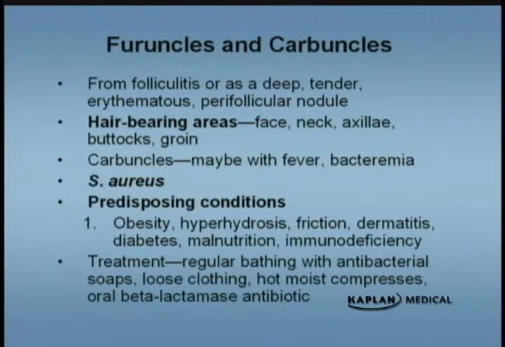Furuncles and carbuncles are deeper layers, and it can occur secondary to folliculitis. Look for the hair-bearing areas. Infected hair follicles get into the deeper layer. Again, think of Staph aureus. Predisposing conditions include obesity, also hyperhidrosis, any areas where there's friction, typical of obesity, and also patients with diabetes are at higher risk for furuncles and carbuncles because they have some immune problems also.